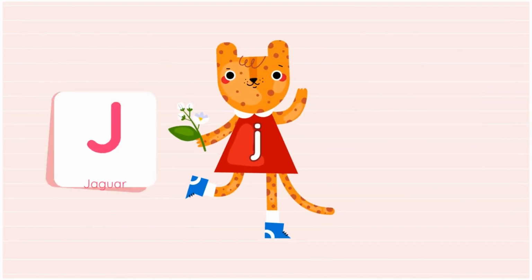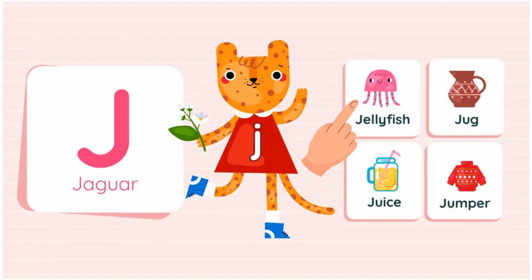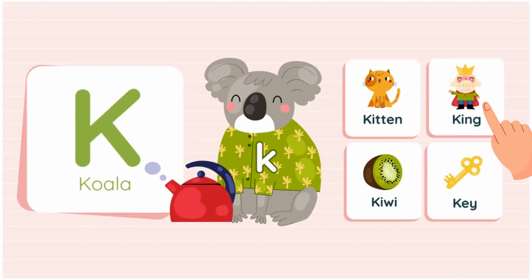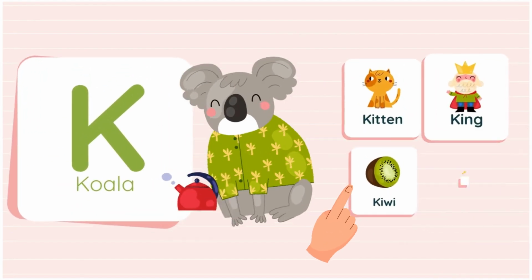J is for jaguar, jellyfish, jug, jumper, juice. K is for koala, kitten, king, key, kiwi.